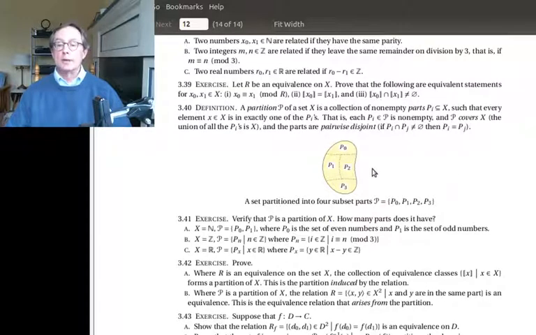Okay, so I drew a picture there of a set, the usual bean diagram, partitioned into four subset parts. A person might think this is all the integers, and these are the integers which leave a remainder of 0 on division by 4. These are the integers which leave a remainder of 1 on division by 4, these leave a remainder of 2, and these leave a remainder of 3. You won't go wrong thinking of them that way: I've taken a universe of things and divided it up into all the possibilities that can happen.